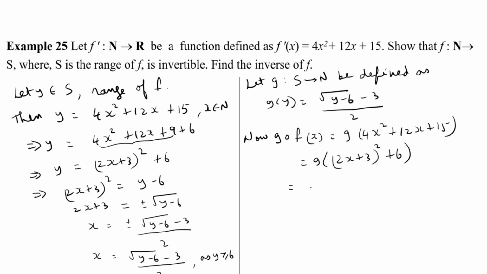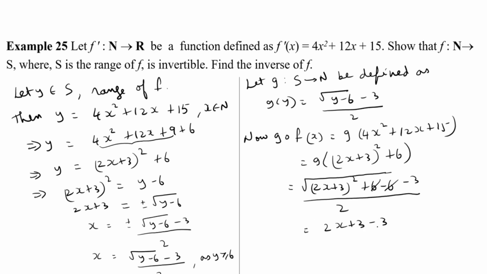So this is equal to root of 2x plus 3 the whole square plus 6 minus 6, minus 3, divided by 2. So plus 6 minus 6 will go. So this is equal to 2x plus 3 minus 3 by 2, or this is equal to 2x by 2, that is equal to x.